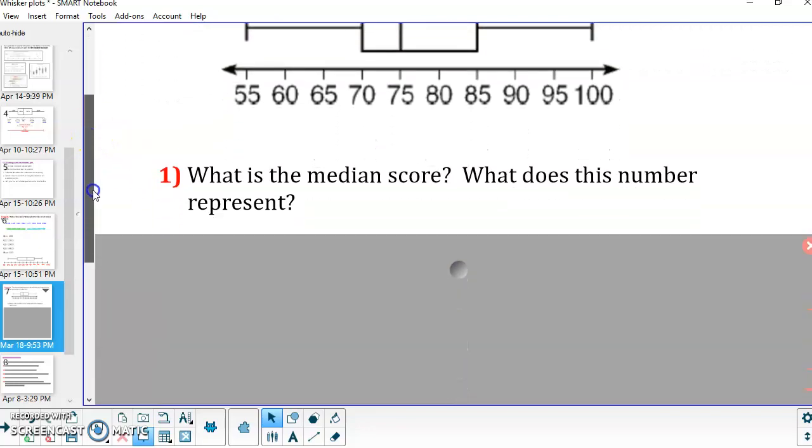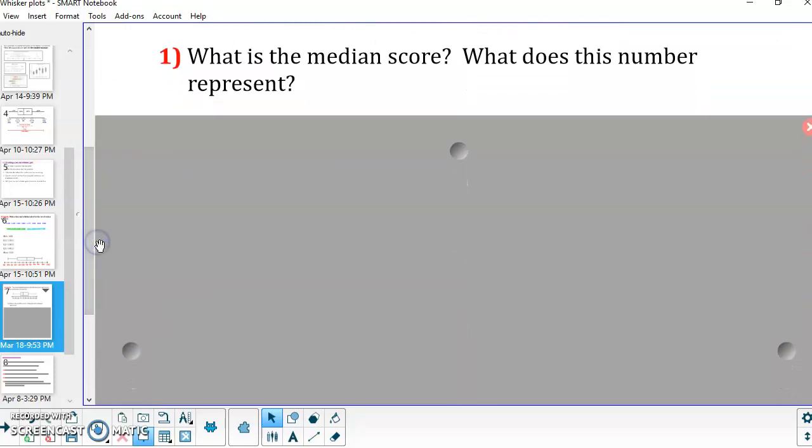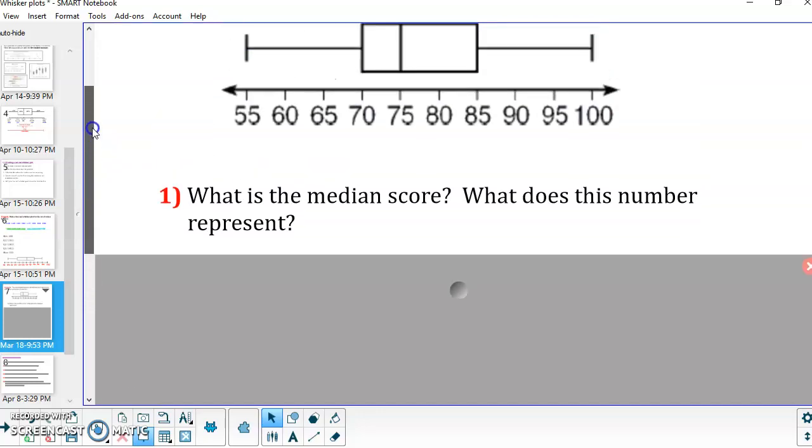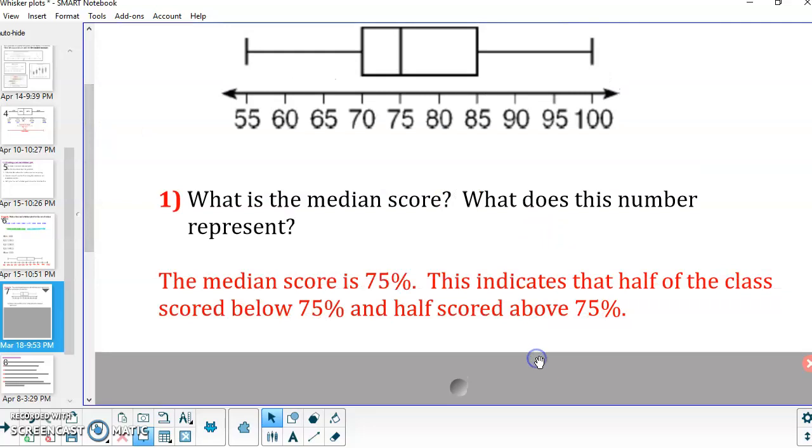Okay, so let's check this out. So what is the median score and what does this number represent? The median score for this is 75%. So that indicates that half of the class scored above 75% and half of the class scored below 75%.